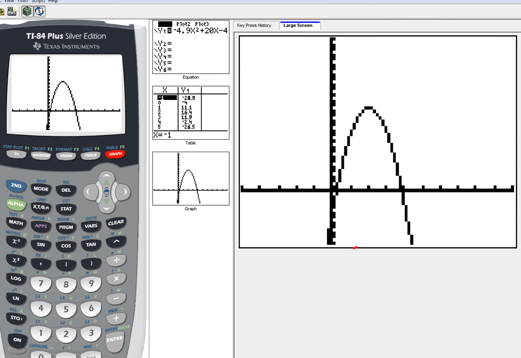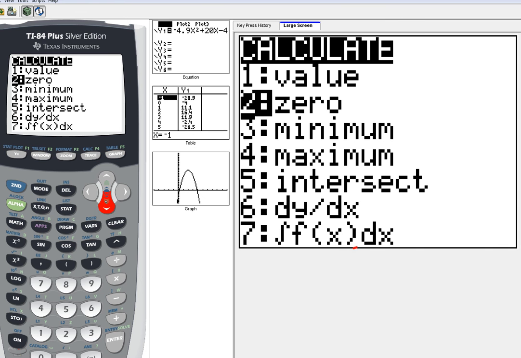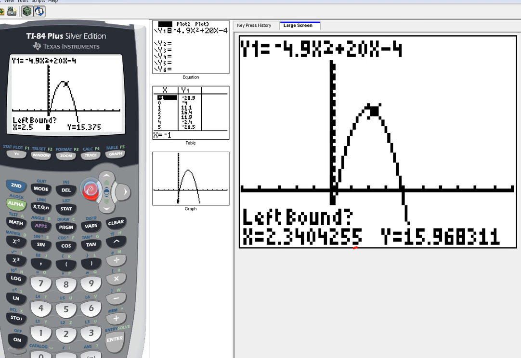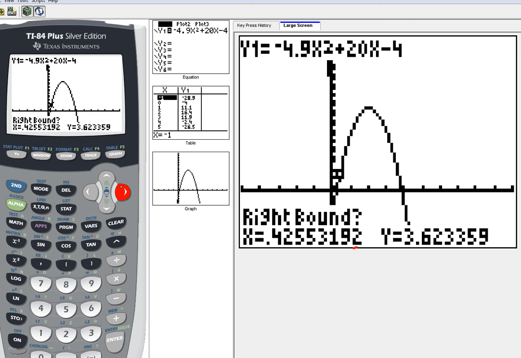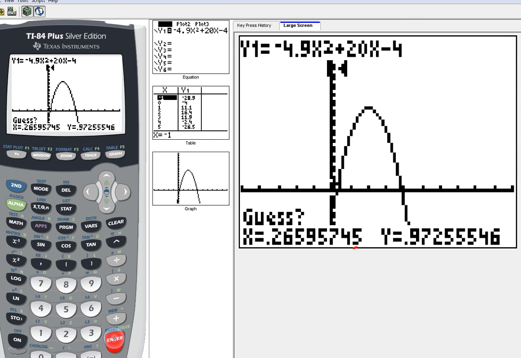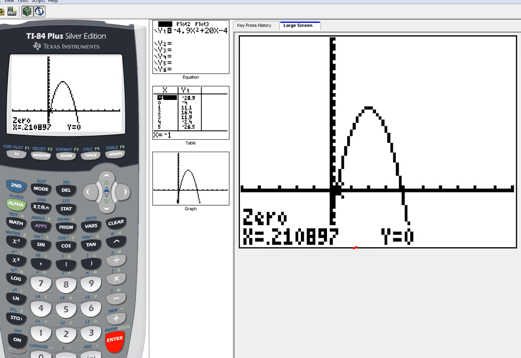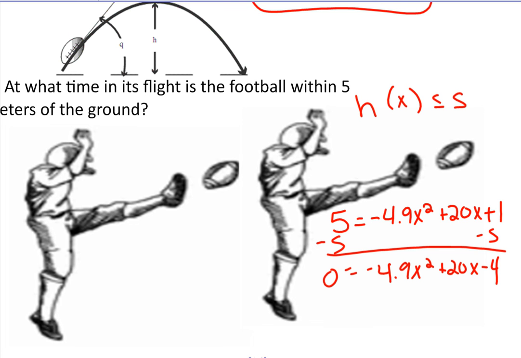I can. So I'm looking for the zeros. I'm looking for these 2 points right here. So I'm going to find both of them one at a time. So I go second, calc 0, hit enter. I'm going to go left bound, so right there, go over the axis, right there, go on the axis, and my first 0 is 0.21. So my first answer is 0.21. I'm going to write this a little more eloquently after I get my answers.